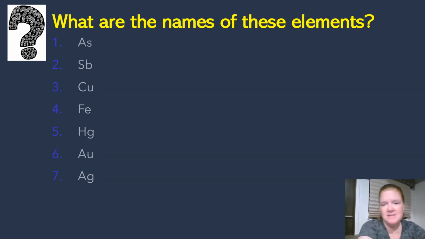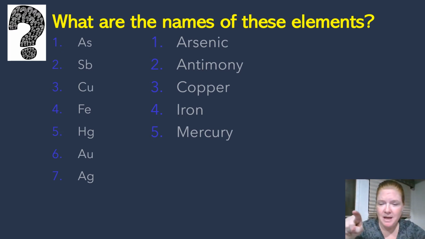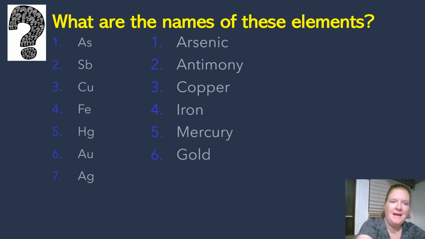Now what about the names of these elements? So these are not as common, meaning they don't always match up right. So As is arsenic. Sb, antimony. Cu, copper. Fe, iron. Hg, mercury. Au, I always remember this, Au, drop my necklace, gold. And Ag, silver. So again, those don't really match up all the time.